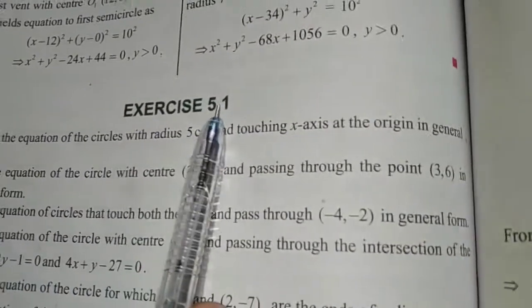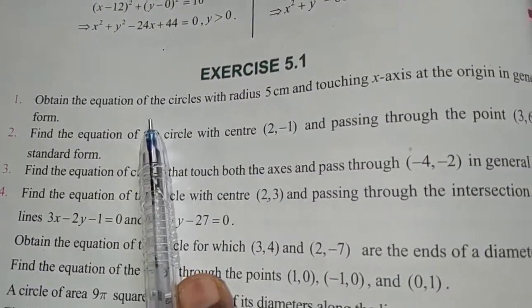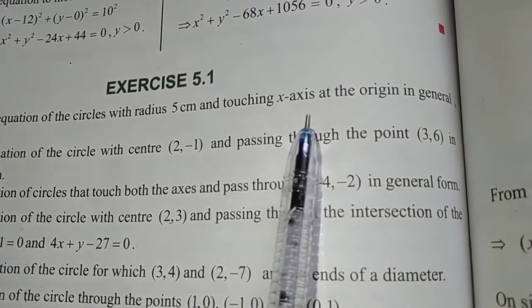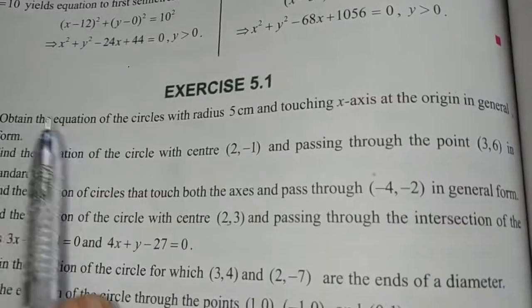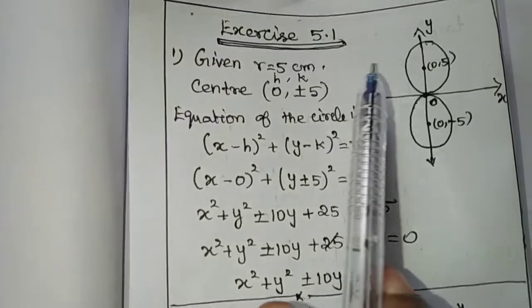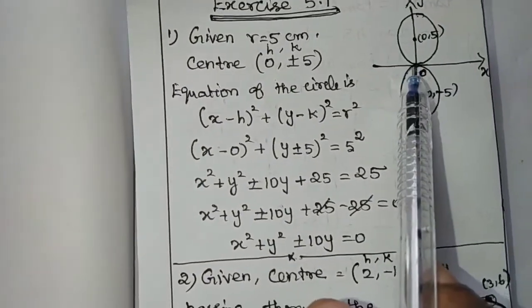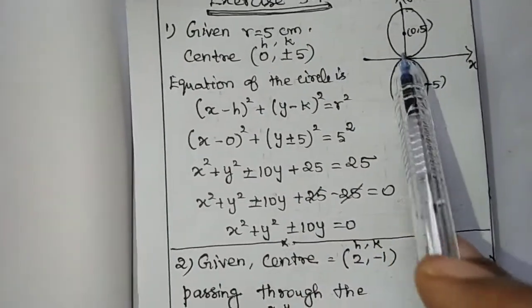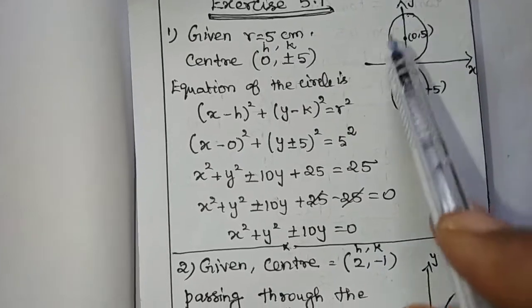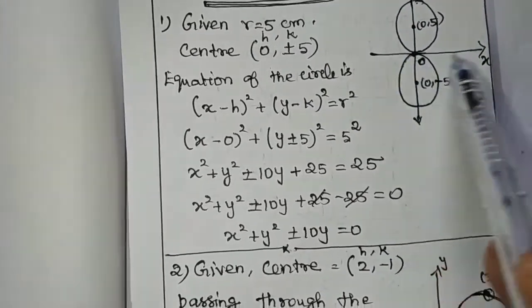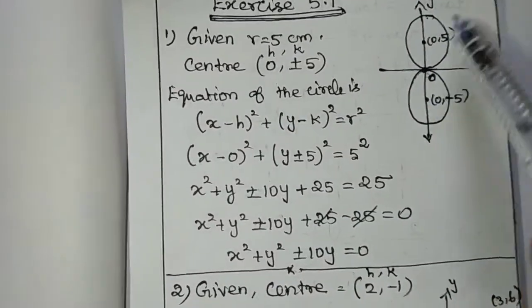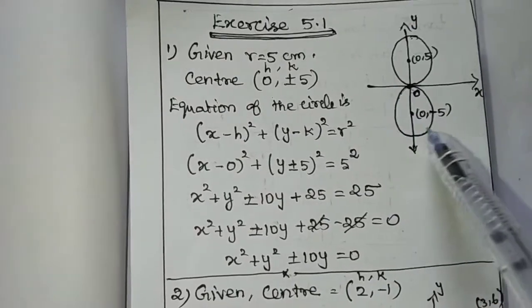Exercise 5.1: obtain the equation of the circle with radius 5 centimeter and touching the x-axis at the origin, in general form. See that one. A circle touching the x-axis at the origin: we can draw two circles. Touching the x-axis at the origin means we can draw two circles.